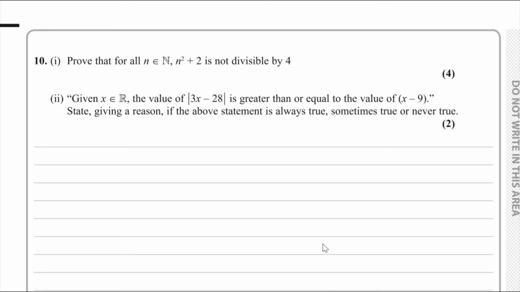For question 10, for the first part, we have to prove that for all natural numbers, n squared plus 2 is not divisible by 4. Now, of course, when we talk about natural numbers, those are positive integers. With positive integers, there's two cases which you have to consider: either an odd number or an even number. And we will consider both in this question.